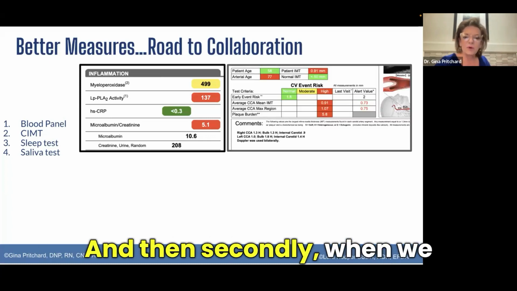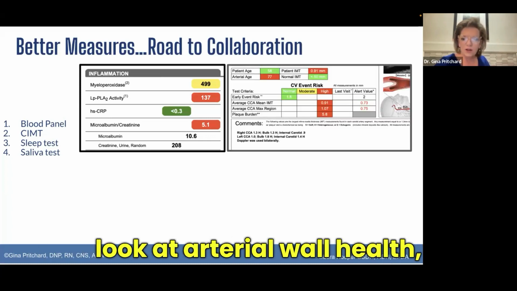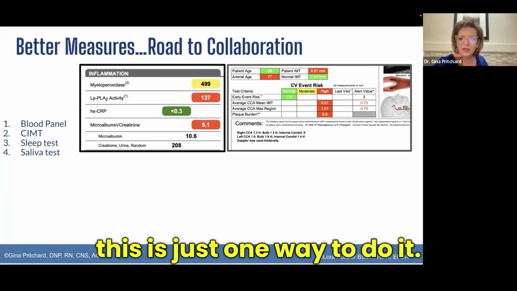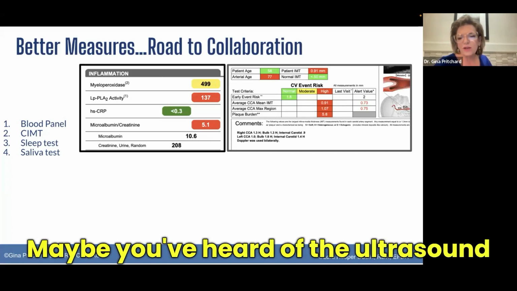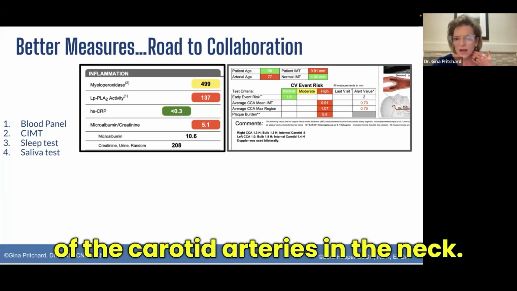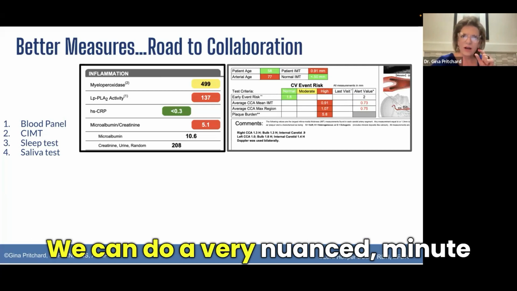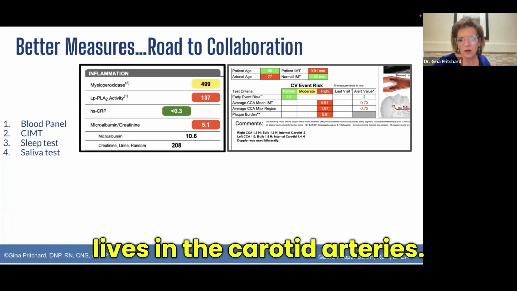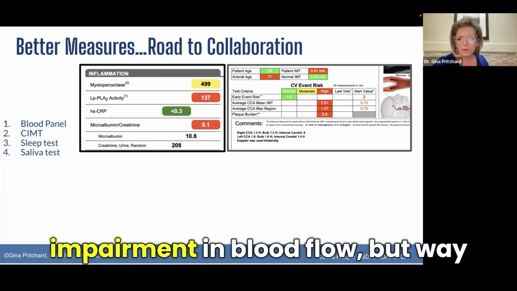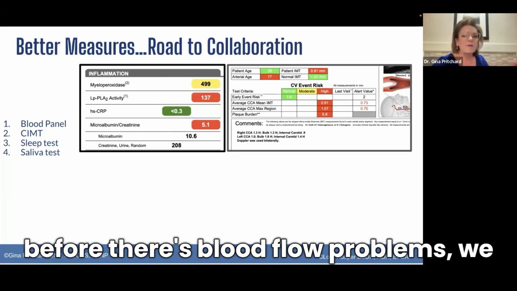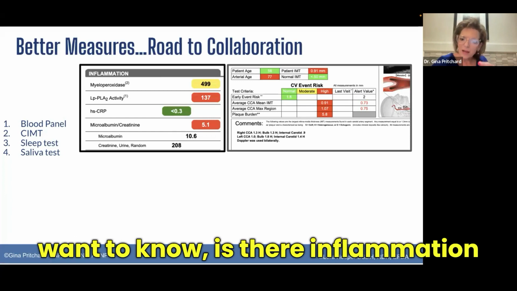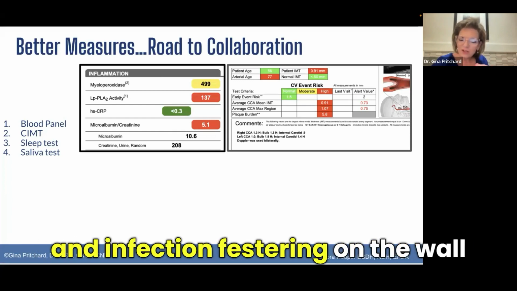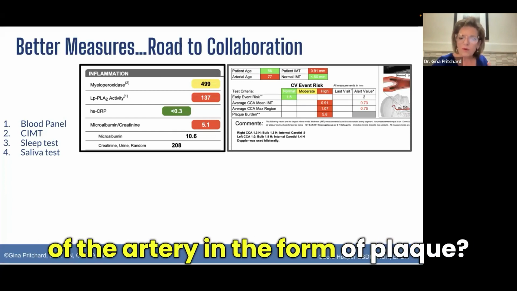And then secondly, when we look at arterial wall health, this is just one way to do it. Maybe you've heard of the ultrasound of the carotid arteries in the neck. We can do a very nuanced, minute look at the area where plaque lives in the carotid arteries. Yes, we want to know if there's impairment in blood flow, but way before there's blood flow problems, we want to know, is there inflammation and infection festering on the wall of the artery in the form of plaque?